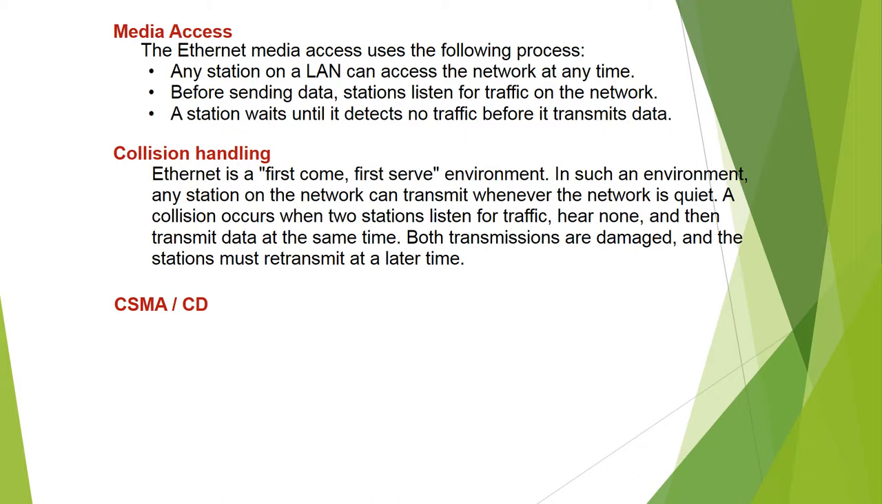Collision handling. Ethernet is a first-come, first-served environment. In such an environment, any station on the network can transmit whenever the network is quiet. A collision occurs when two stations listen for traffic, hear none and then transmit data at the same time. Both transmissions are damaged and the stations must retransmit at a later time.